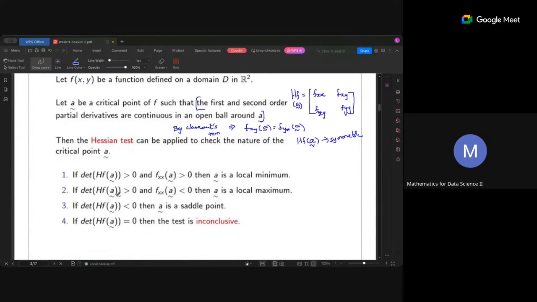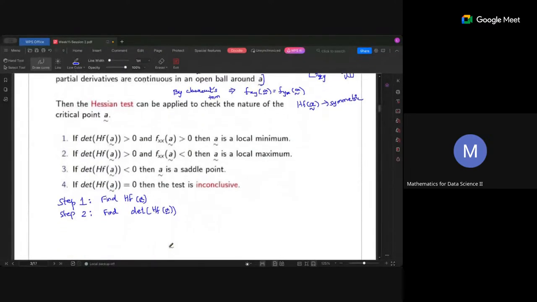Okay, so then what do you do? You find the determinant. What is step one here? First, you have to find the Hessian of f at A tilde. After finding it, you find the determinant of the Hessian of f at A tilde. If this determinant is zero, then the test is inconclusive.